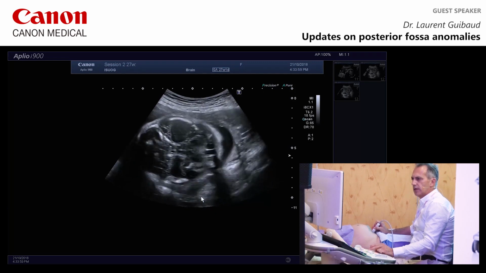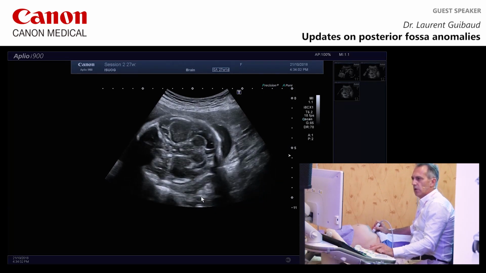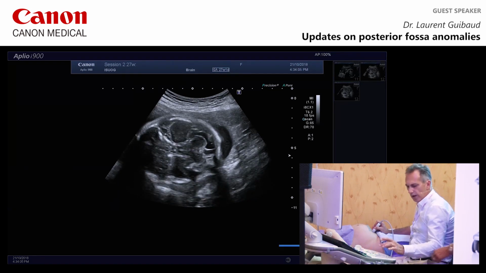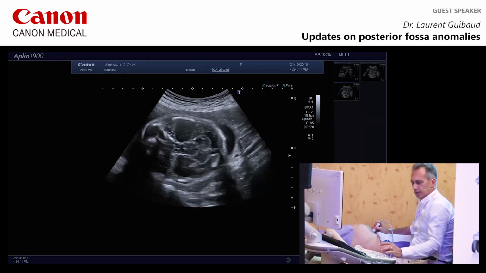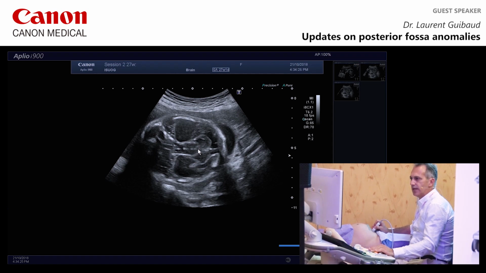So here is the posterior fossa, and you can see here that you have the two hemispheres, and that they are symmetric. You have the echogenicity of the vermis, which is always more echogenic than the ventricle, and you have the fourth ventricle here, and the AP diameter is less than the transverse diameter. And here is the pericerebral space, and you measure the pericerebral space where it's the largest part here, and it should be less than 10 millimeters.